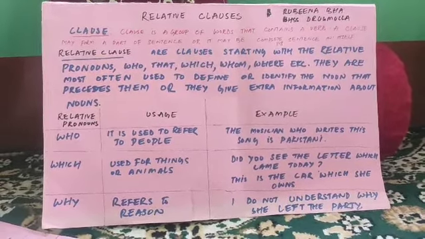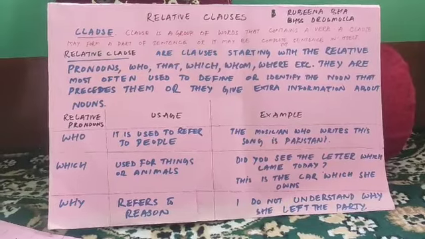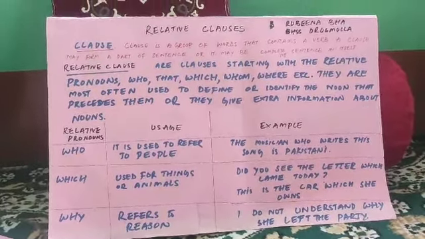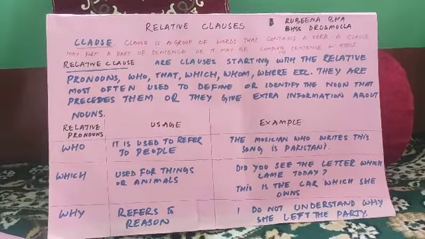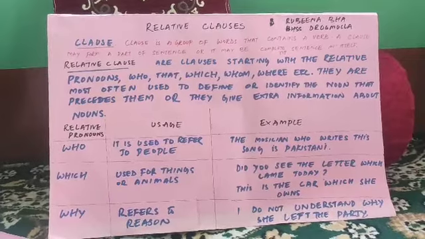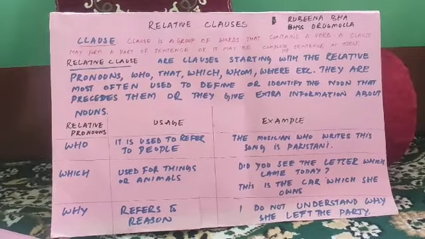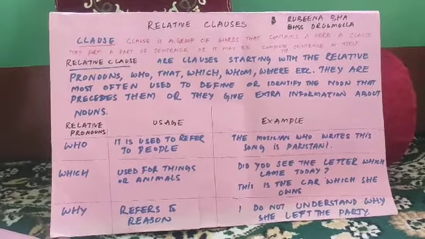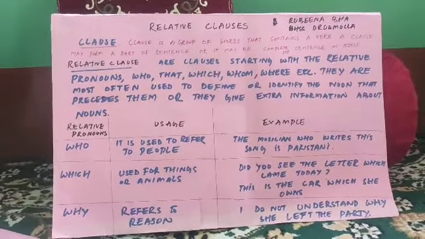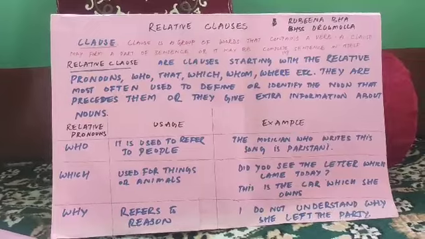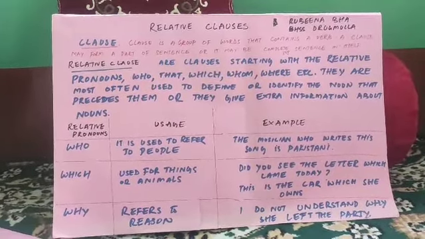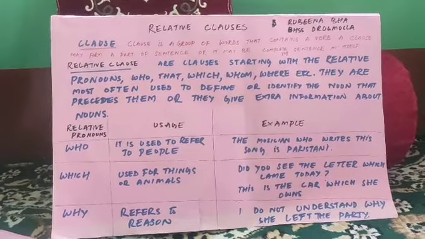For example, in a simple example, we can say, the woman, she lives next door, is a teacher. Now we can change this sentence into a relative clause. The woman who lives next door is a teacher. Here we used who instead of she.